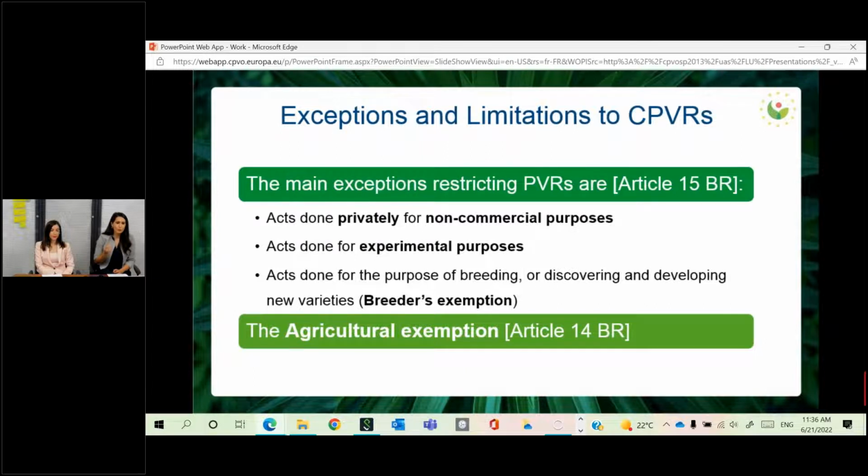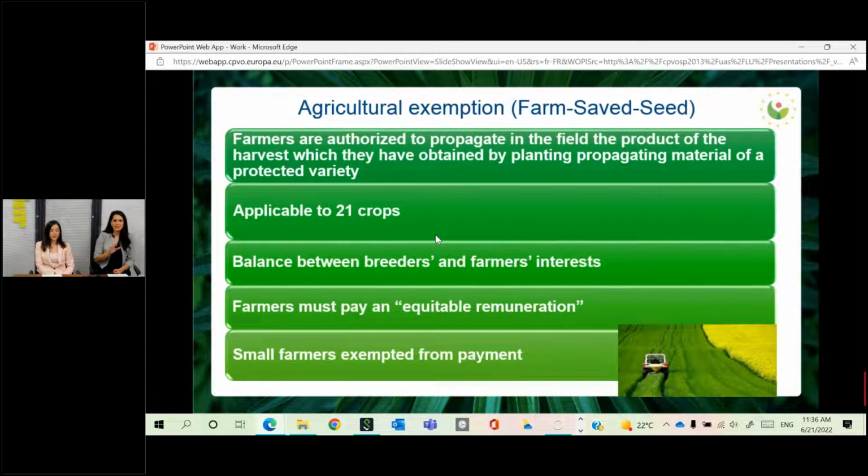One of the two most important limitations that are very peculiar to the plant variety system, because the others, you may have seen them in patents, no? Like the private use, but these two are really, really peculiar. First of all, farm safety.